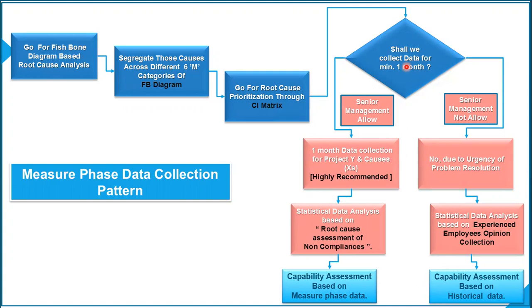Second reason could be that there might be urgency. The client wants the given problem to be fixed as early as possible. That problem is so critical that the company or senior management may not allow us an additional 1 month for data collection. That is possible, but statistical testing, which is the core of Six Sigma, needs data collection. So what to do in that case?